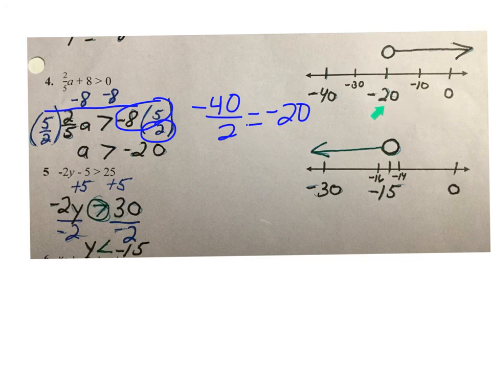Okay, so we have a -20. It is hollow because there's no equal sign, and A is greater than, meaning to the right. So you put your arrow going this way.